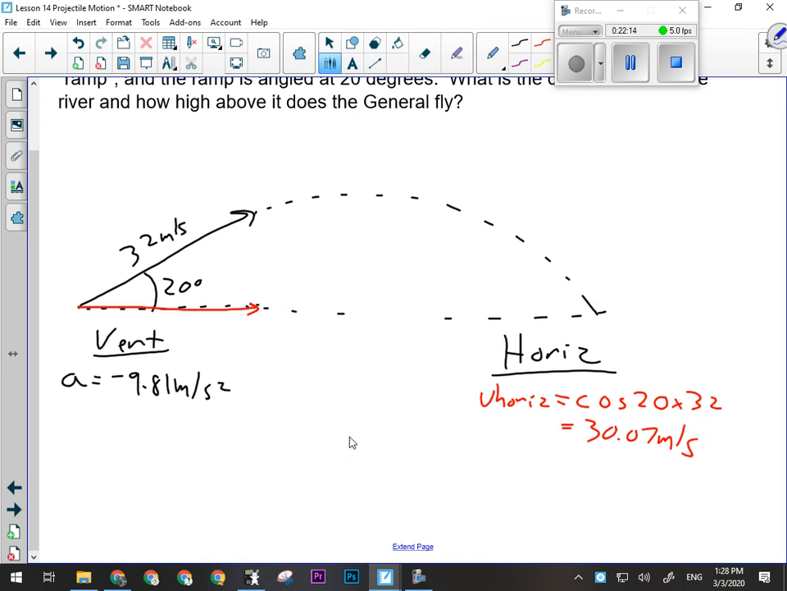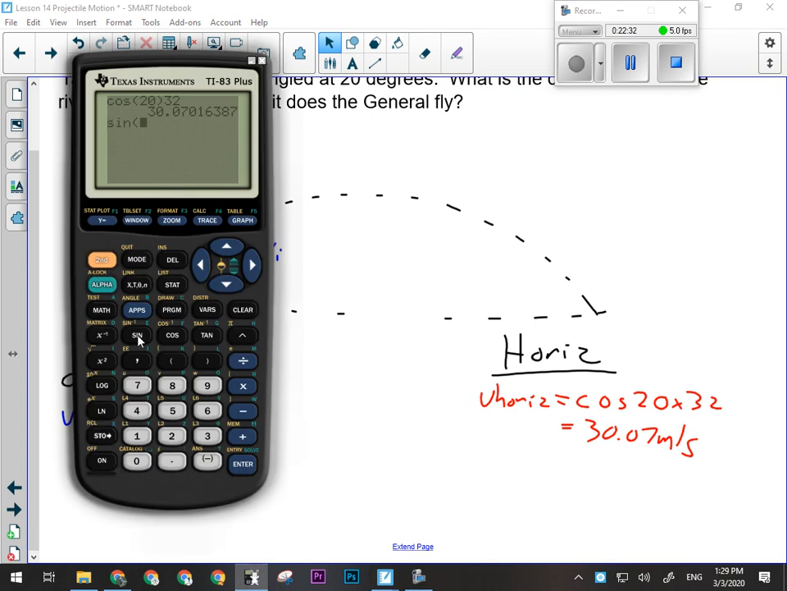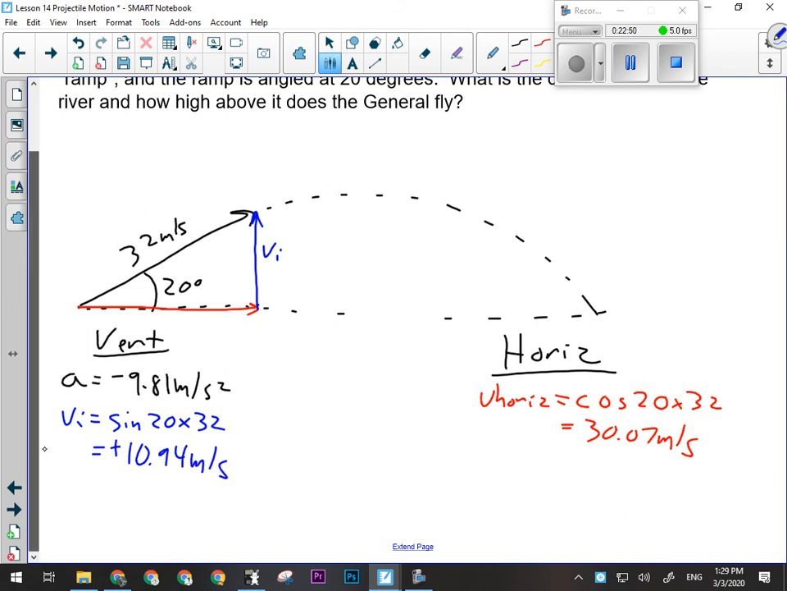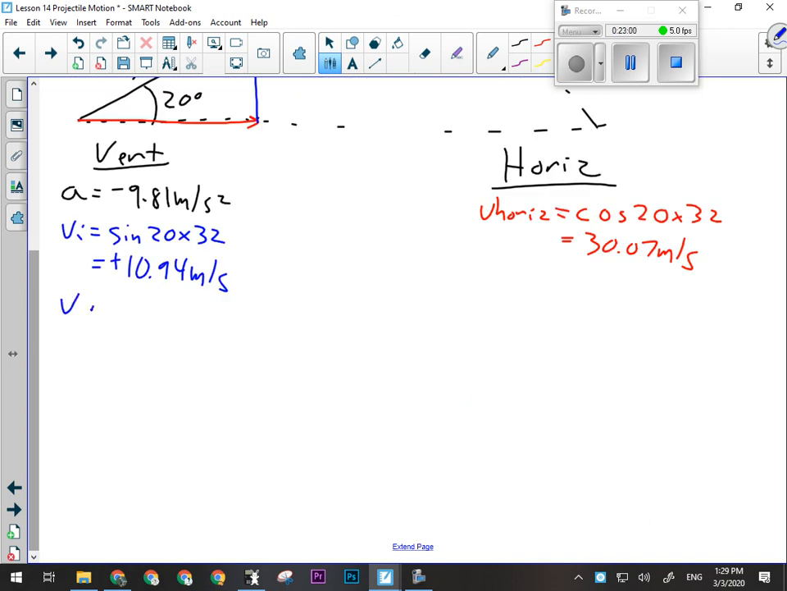The other thing we have to remember is that this also has a vertical component, and that will represent the initial vertical velocity. So VI is the opposite side of that triangle, so that'll be the sine of 20 times 32. All right, so we're looking at 10.94 meters per second upwards. What's the other thing I have to remember about the General Lee, since it takes off and lands at the same height? Final velocity. Final velocity is negative 10.94 meters per second, the opposite of the initial.